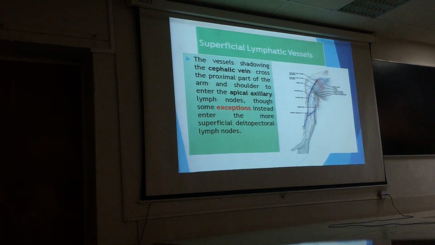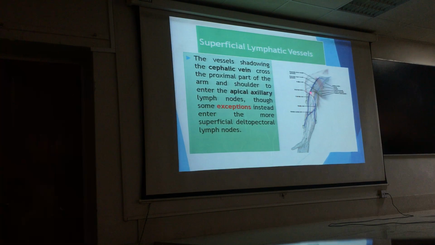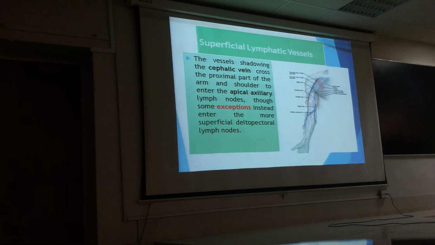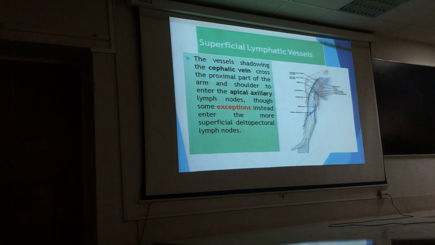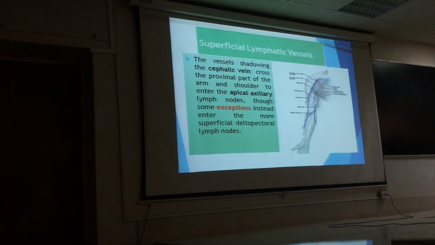Now, when we talk about the lymphatics lying in close proximity to the cephalic vein, these lymphatics will simply ascend upwards, crossing the arm and the shoulder as well. And what do they do? They go and drain into the last set of group. If you remember, in the lymphatic drainage of the axillary lymph nodes, I told you that the three groups drain into the central, and the central ultimately drains into the apical group of lymph nodes. This was the basic of it.